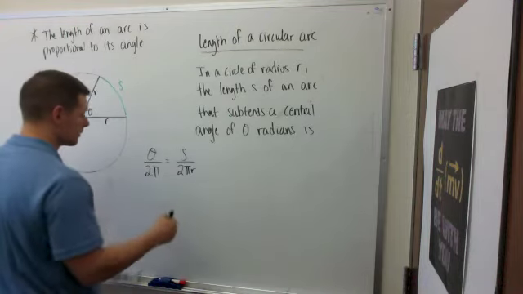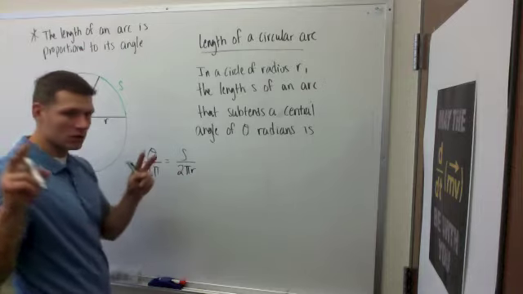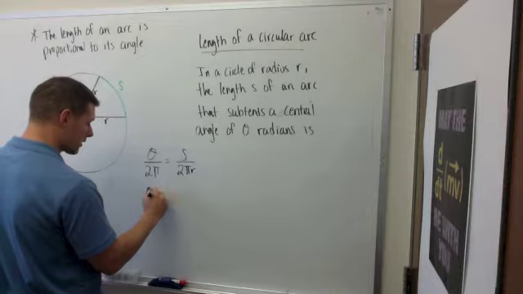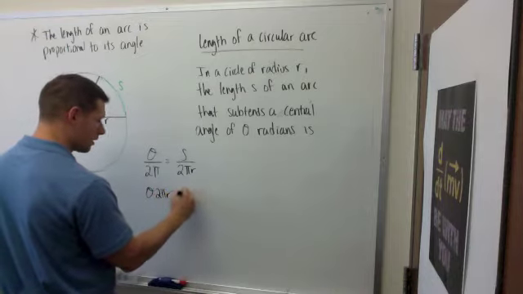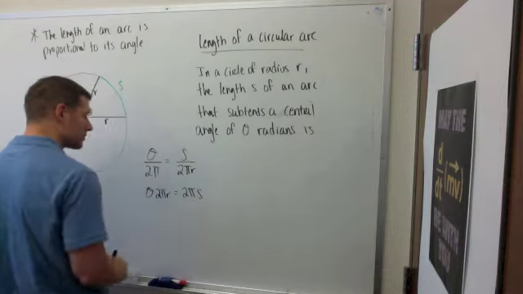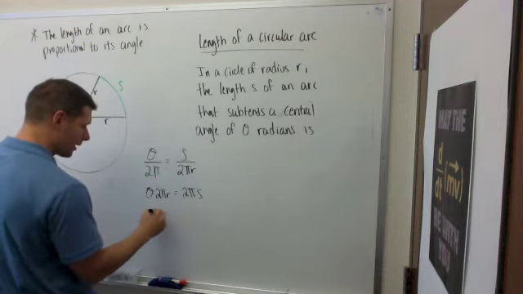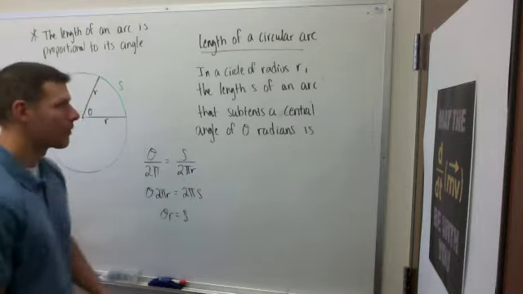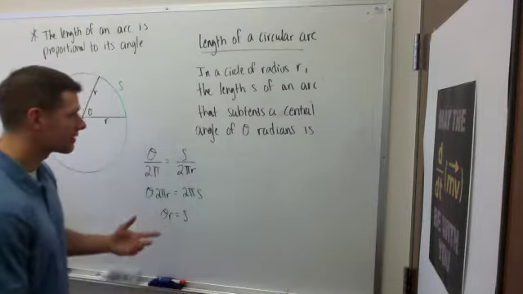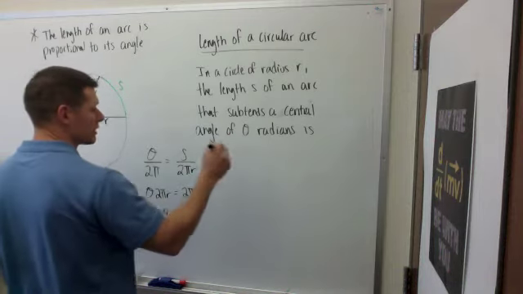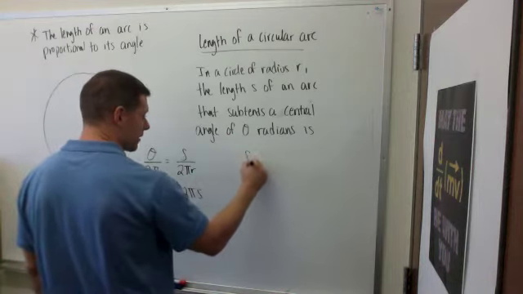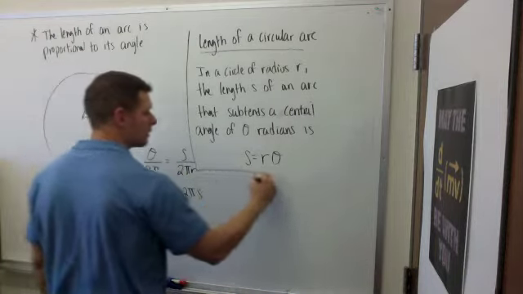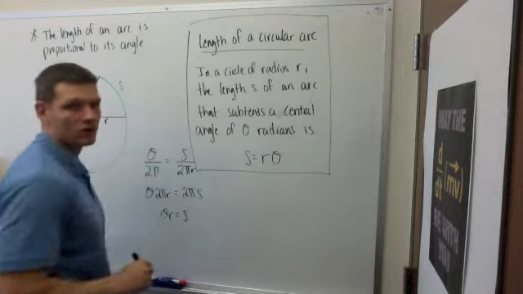So the only time I'll ever say this is cross multiply. I hate cross multiply, but anyway, if you cross multiply, you get theta times 2 pi r equals 2 pi times s. Divide both sides by 2 pi, you get theta times r equals s. So in a circle of radius r, the length s of an arc that subtends a central angle of theta radians is given by s equals r theta. So this right here tells us the length of a circular arc.